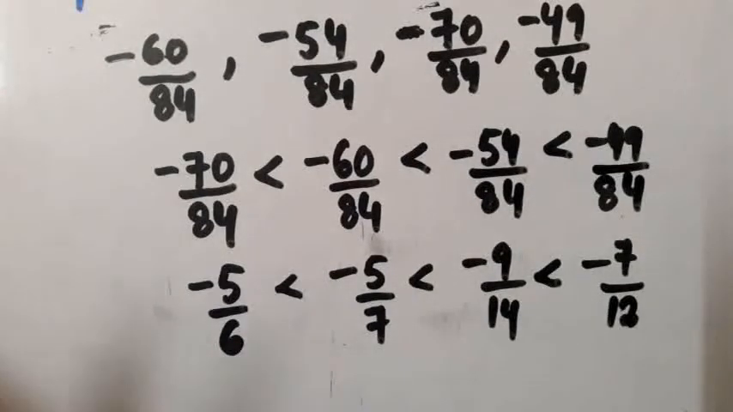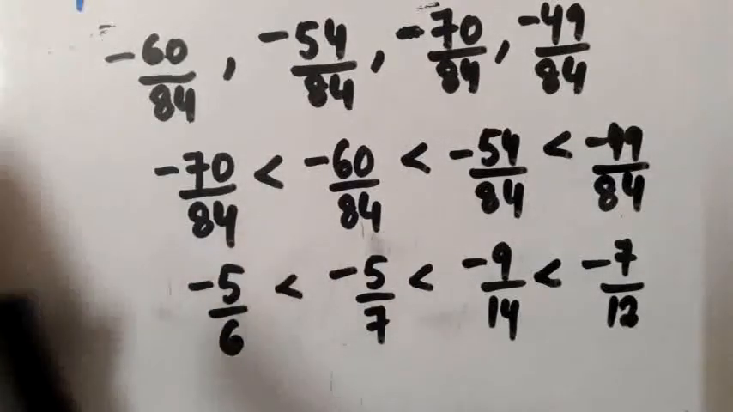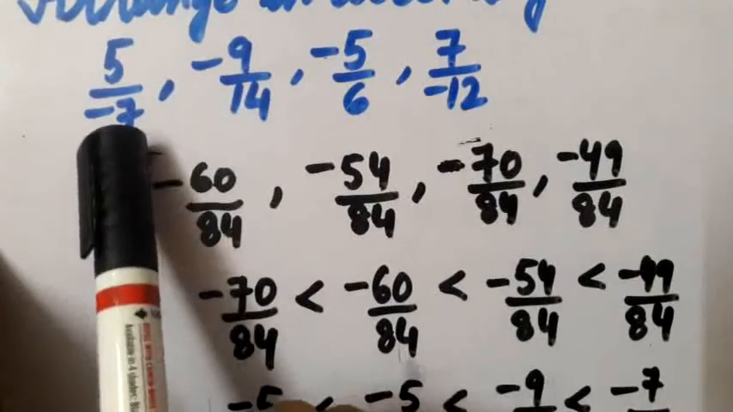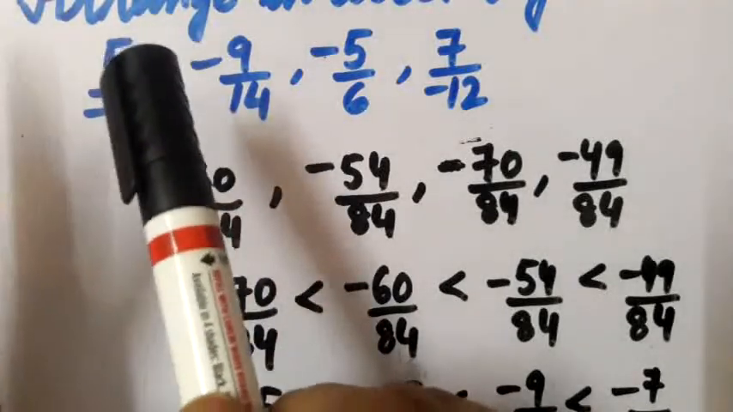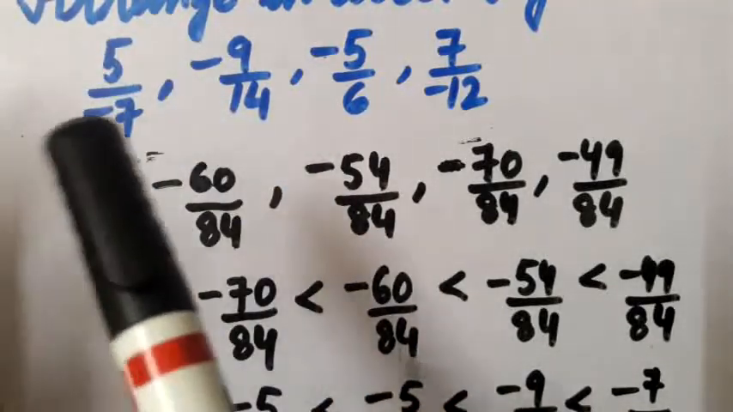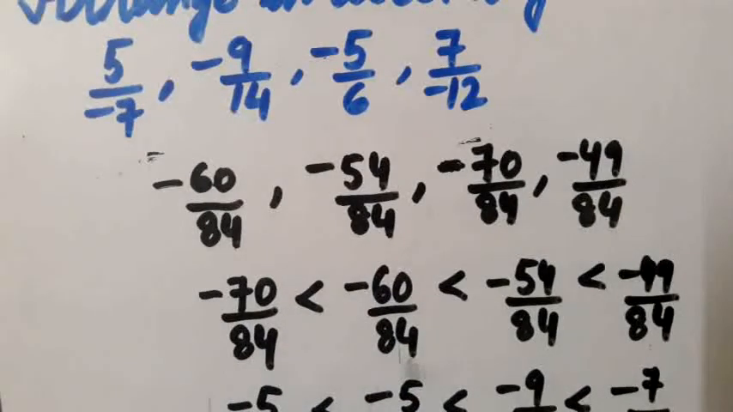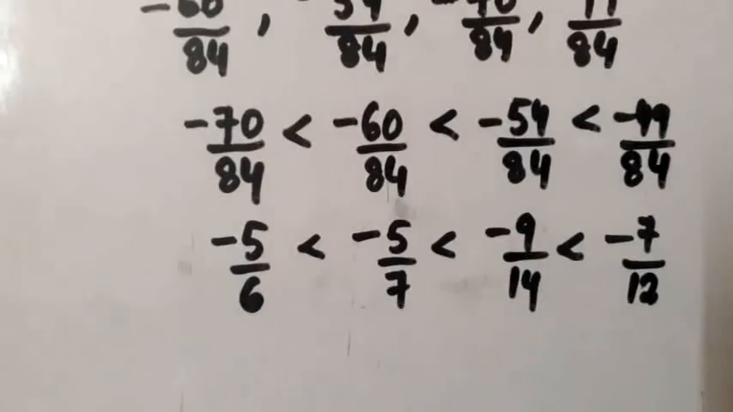Always, the first step is that when there are negative denominators, you make them positive by shifting the negative sign to the numerator. The next step is to take out the LCM of the denominators. Then for each denominator, like 7 here, you multiply it by the number which will give you the LCM, like 84. You multiply the numerator in the same way. This is how you arrange the rational numbers in ascending order.